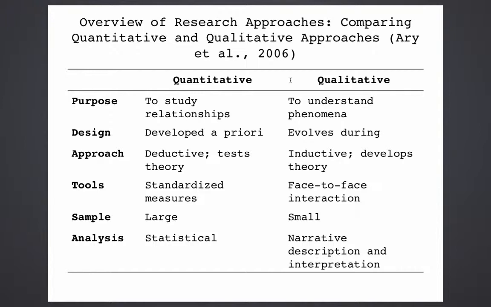On the other hand, in qualitative research, the purpose is typically to try and understand phenomena. Design can evolve during the study. It's a very much inductive approach where we're trying to generate theory as opposed to test theory. Tools are very much focused on face-to-face interaction with small sample sizes. And analysis is done on narrative descriptions where we're trying to produce interpretations of large amounts of text-based data.